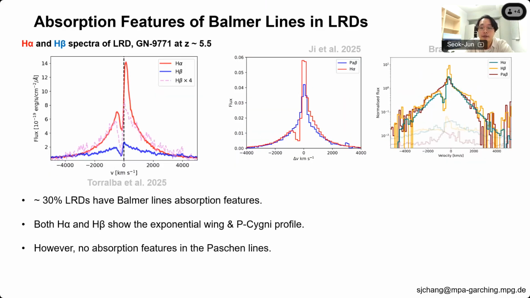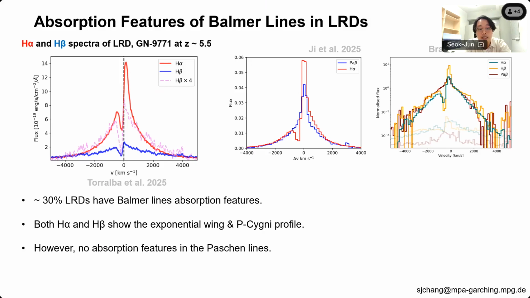Another interesting feature is that many of them show an absorption feature in the Balmer emission lines. Roughly 30% of little red dots display Balmer line absorption on top of the broad emission wing. In the left panel, for example, you can see H-alpha and H-beta from one little red dot, GN-9778. Both lines show not only an exponential wing but also an absorption feature, and the spectrum looks like a P-Cygni profile.